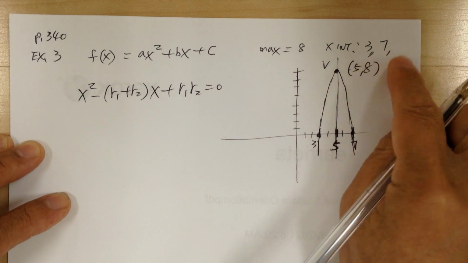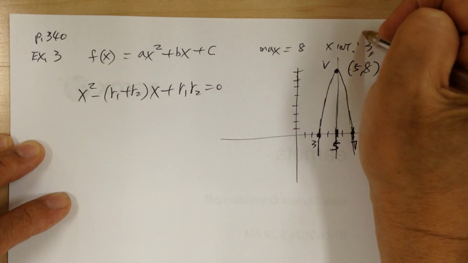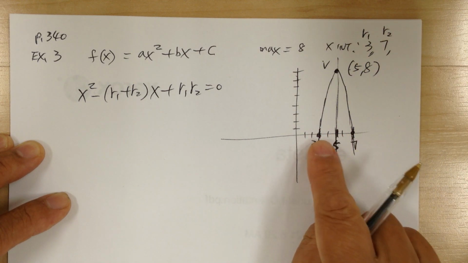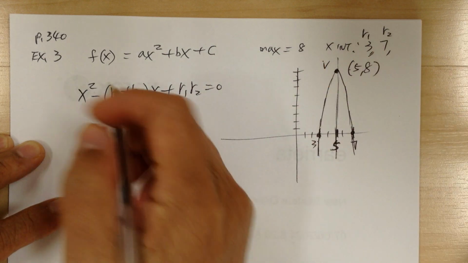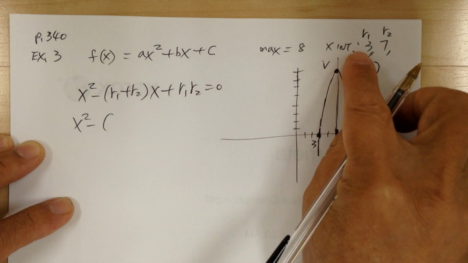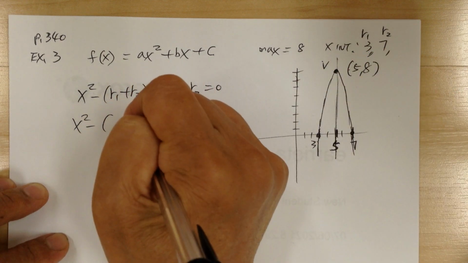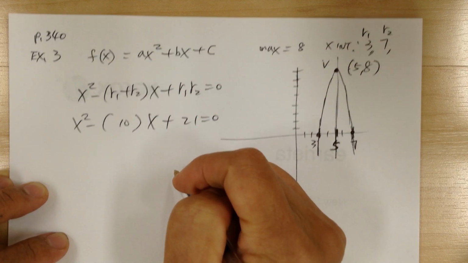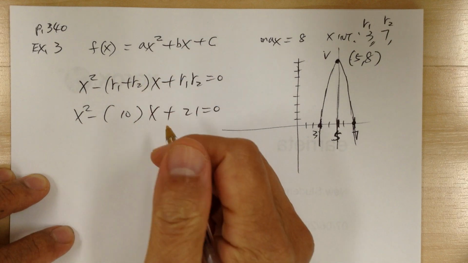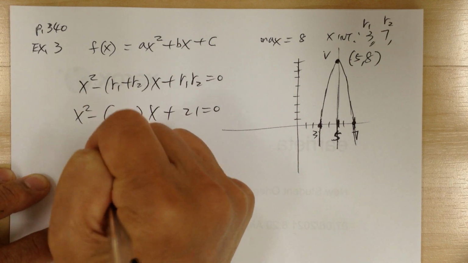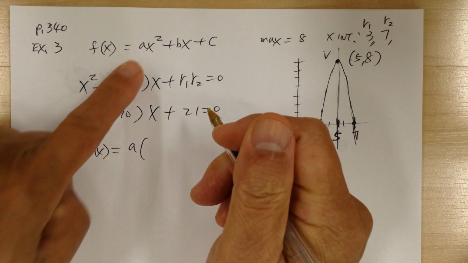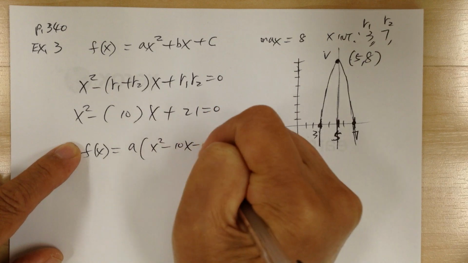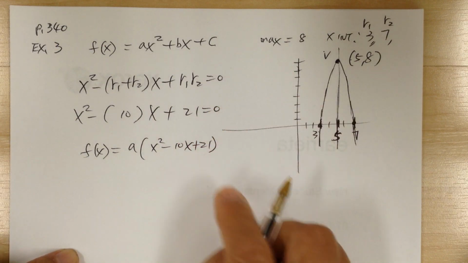So your intercepts are your roots. That's your r1, r2. Your x-intercepts are your roots, that's when y equals 0, so you can put this in here. So x squared minus, r1 plus r2 will equal 10, and when you multiply, you get 21. So this equation becomes f of x equal to a times x squared minus 10x plus 21. There's a multiplier, right? So that's what that is.